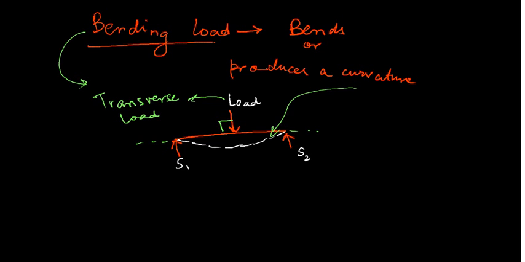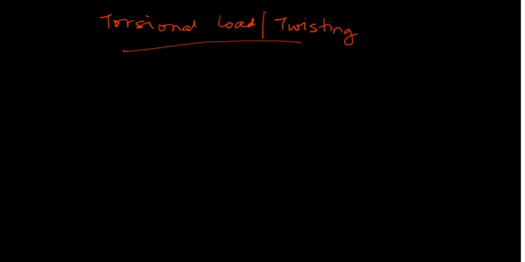Let's come on to the last kind of load that we talked about in the first slide. It was torsional load. Torsional load, or more commonly known as twisting. Now what is this? Now twisting is brought about by providing a rotational motion to a member. More commonly you give rotational motion to a shaft.